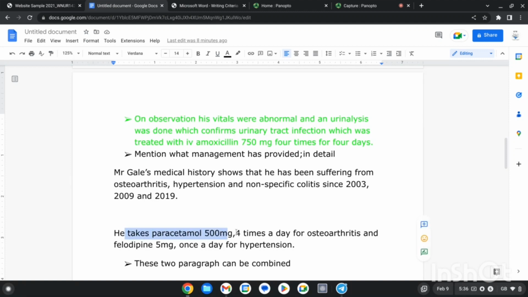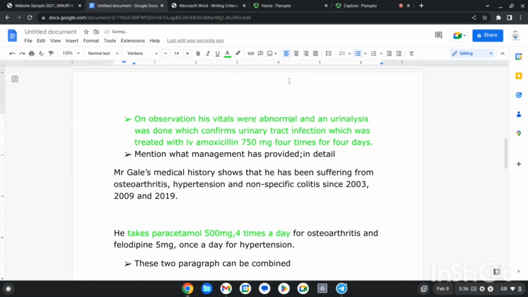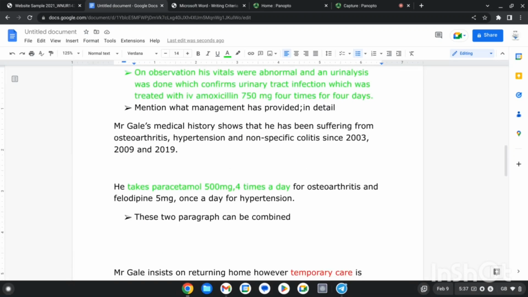You don't need to write osteoarthritis again. This you can add to the previous paragraph, and he takes felodipine 5 mg for his hypertension, then full stop. And he was also diagnosed with non-specific colitis, not since 2003, it is 2019. So you can club those two pieces of information into one single paragraph.